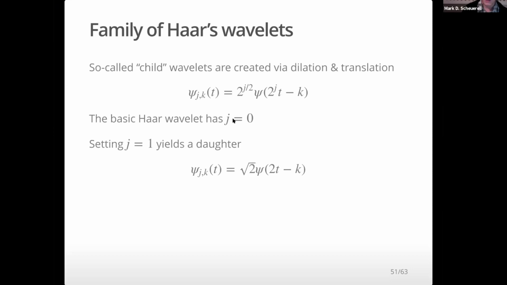So in a basic Haar wavelet, j is 0, right? So this goes to 0. This whole thing becomes 1. This is 1, so it's just psi of t minus k.